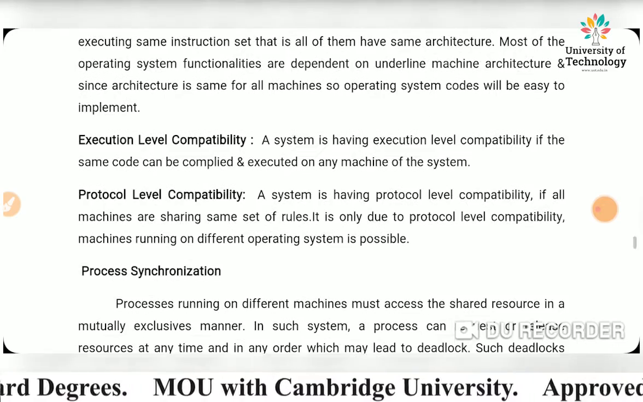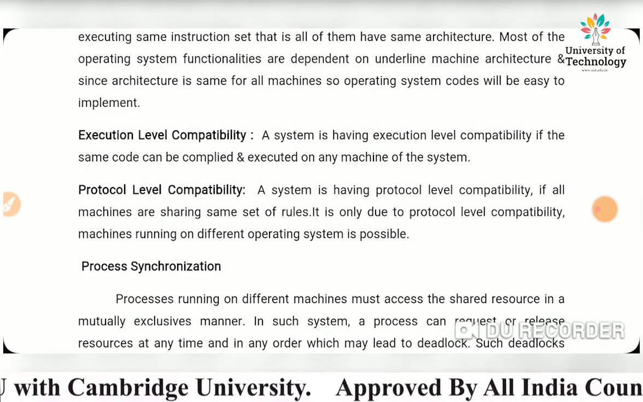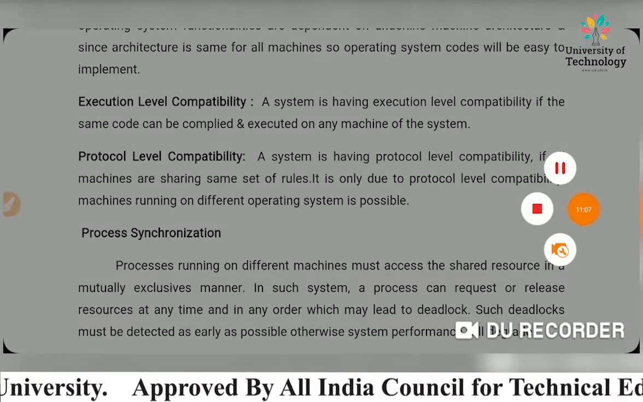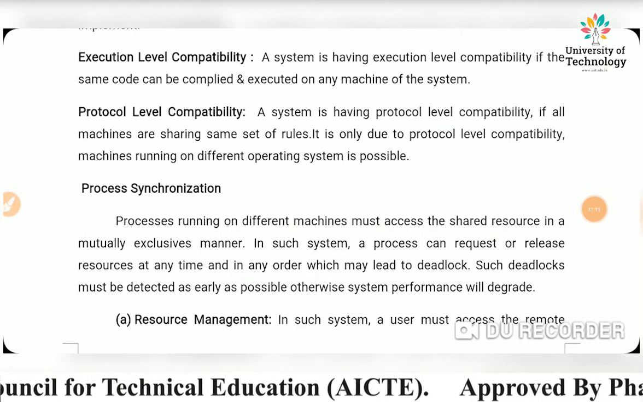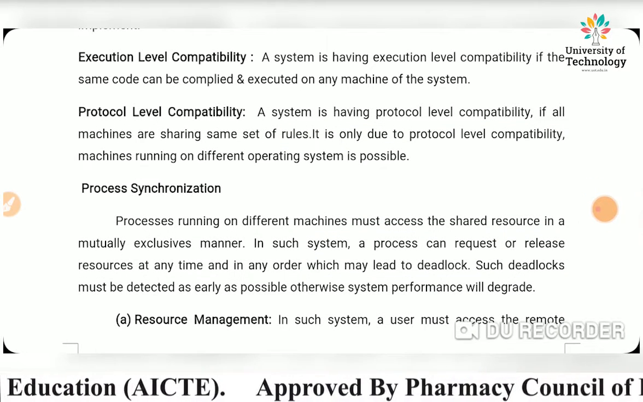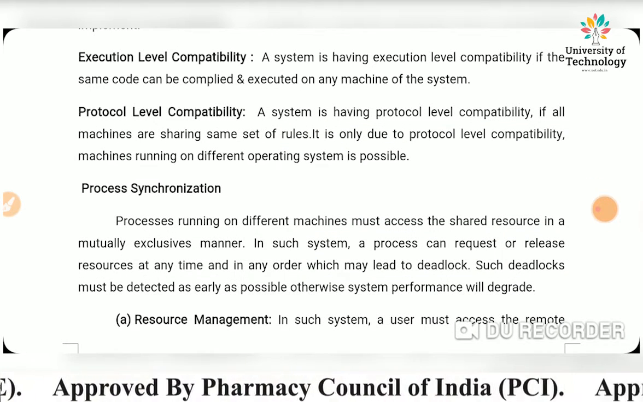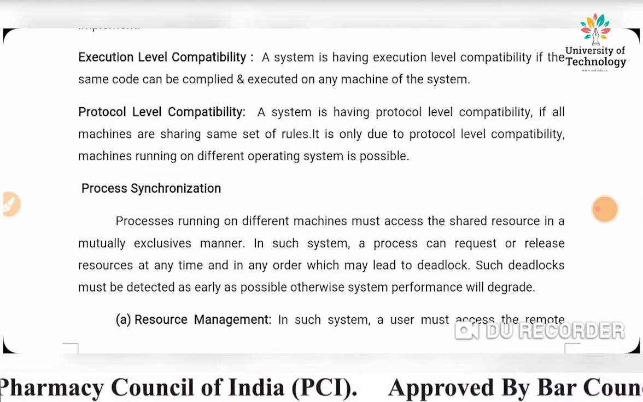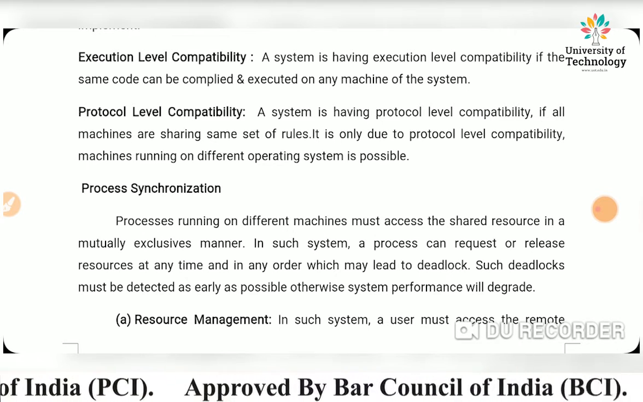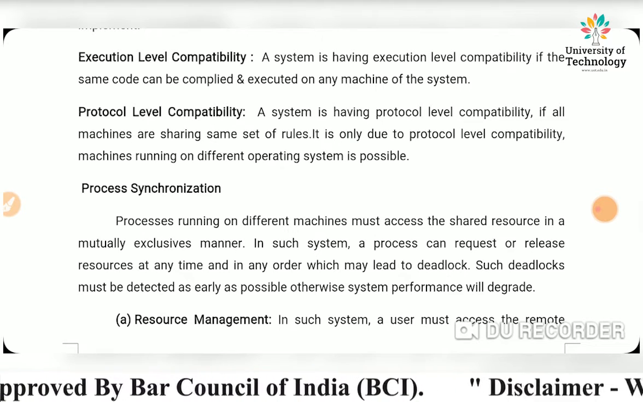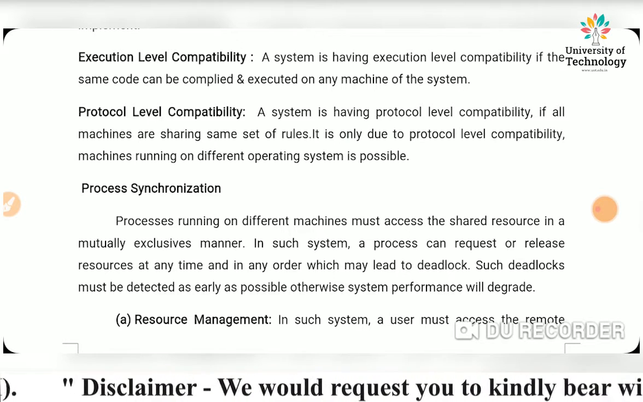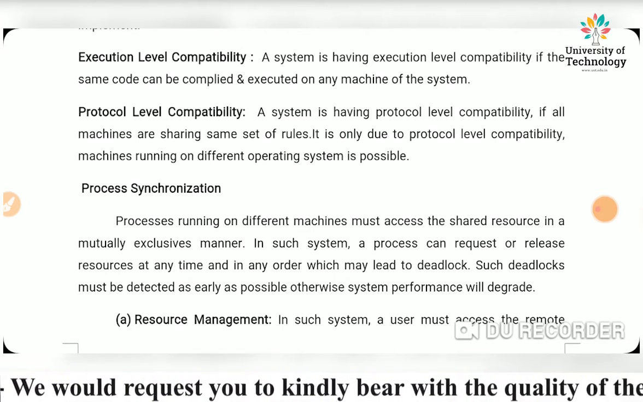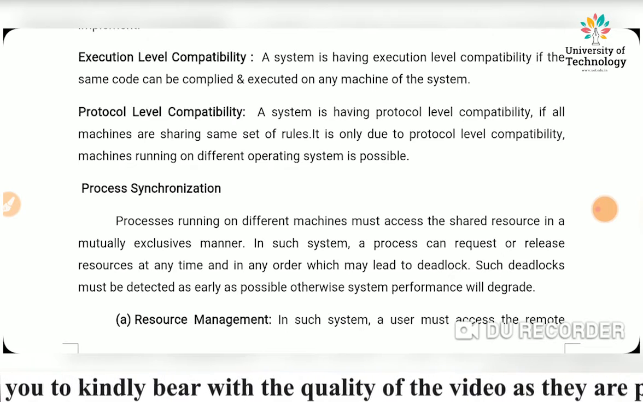Next, process synchronization. See, processes running on different machines must access and share resources in a mutually exclusive manner. In such a system, a process can request or release a resource at any time and in any order, which may lead to deadlock. Such deadlocks must be detected as early as possible, otherwise system performance will degrade.